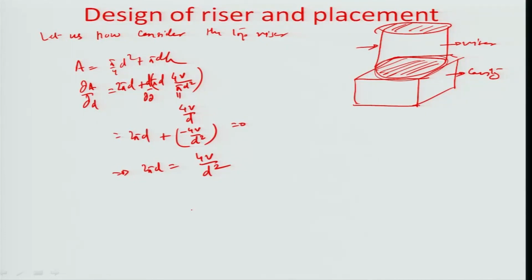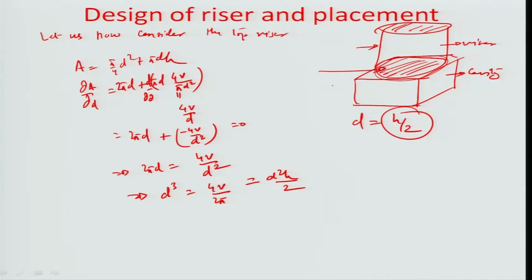the way that we can think of this is that d cube becomes equal to 4 v by twice pi, and 4 v by pi is already known to be d square h. So, it is d square h by 2, and therefore, the optimum condition here becomes d equal to h by 2. Okay. So, just because of this area being removed, because it is no longer a heat transfer surface, the optimum condition changes from d equal to h as earlier to d equal to h by 2 as in this present case.